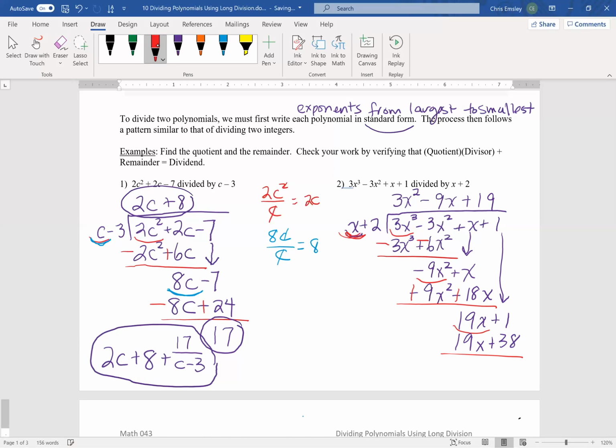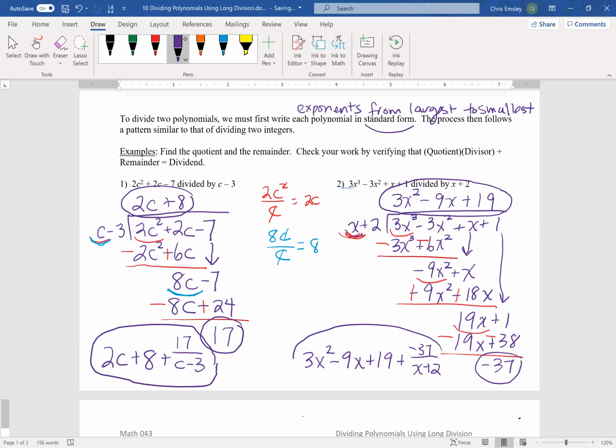Draw the line and change the signs to subtract. 19x minus 19x goes away. 1 minus 38 is -37. So there is our quotient, and there is our remainder. And if we wanted to write that out as a single statement, our answer would be 3x squared minus 9x plus 19 plus the remainder, -37, over the divisor, x plus 2. There is our answer for that one.